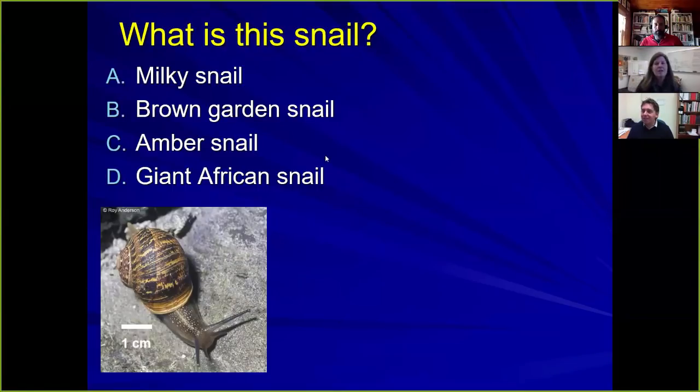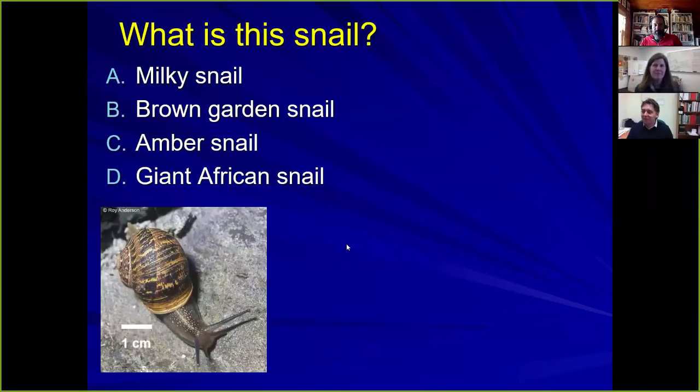First thing I'd like you to try and identify is this snail species here. If you think it's a milky snail, you would press the first option, brown garden snail second, amber snail third, and giant African snail the fourth. Okay, just another 5 seconds. And if this is blocking your view, it is a little box. You can probably pick it up and slide it around on your screen. Okay, and share those results.